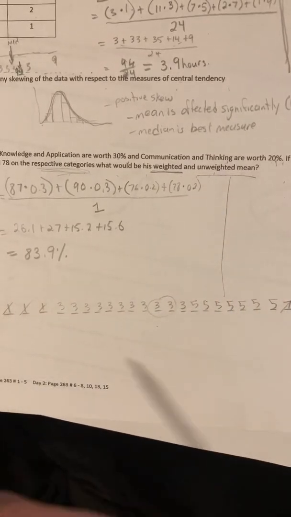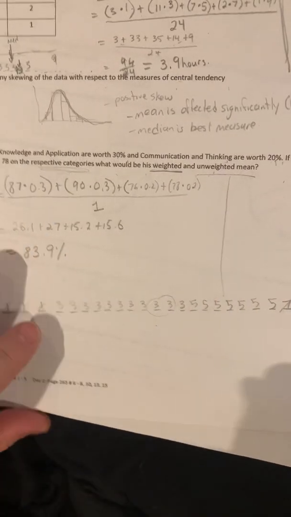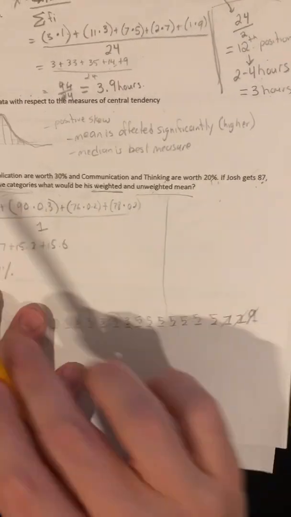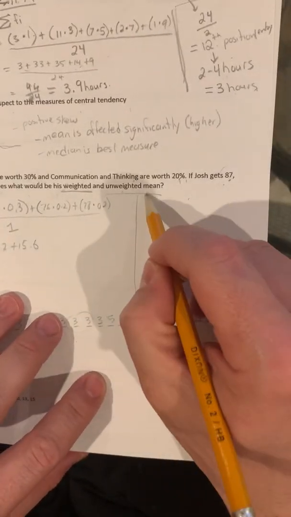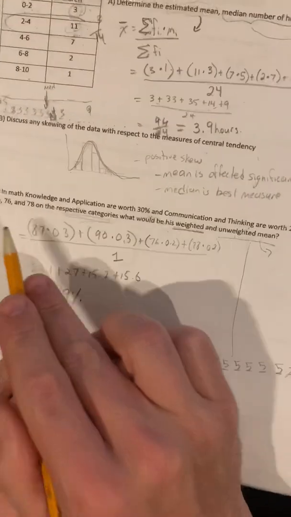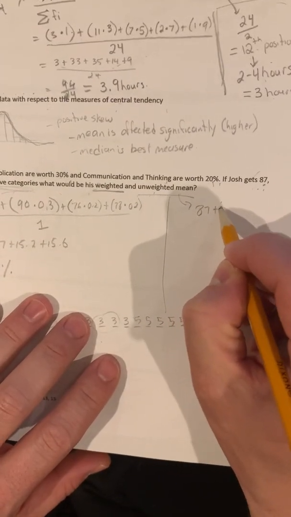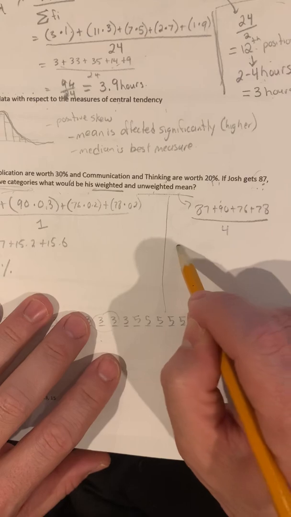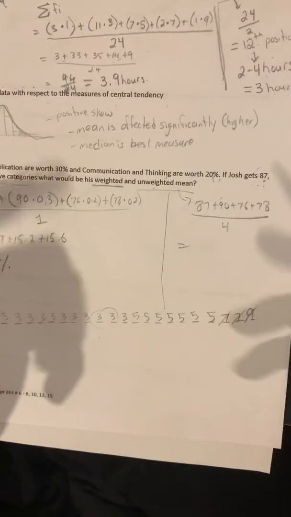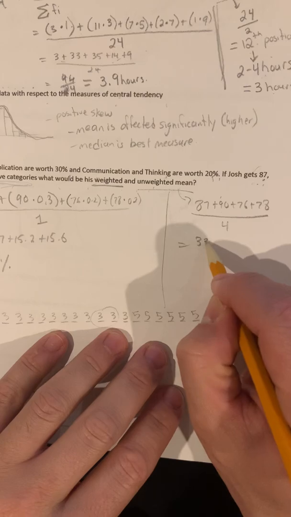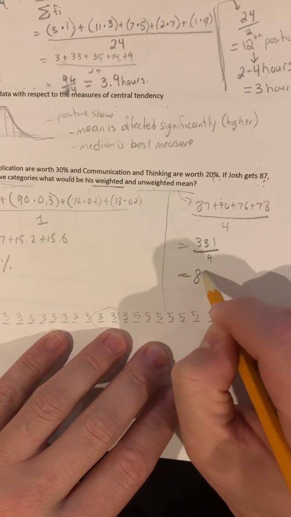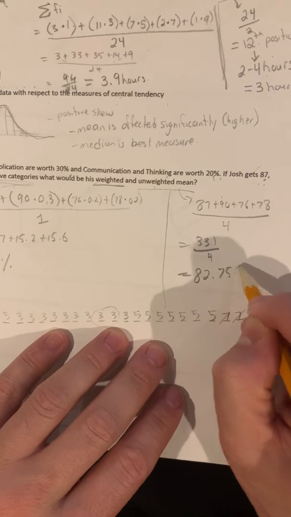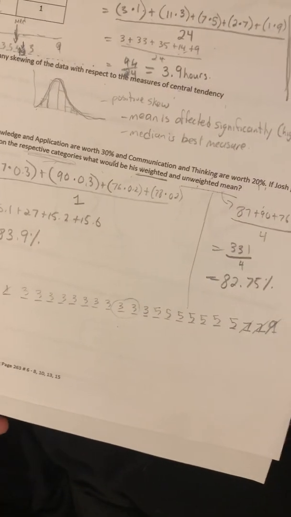Now lastly, we're going to do unweighted mean. What that means is all the marks are worth the same amount. So it's just 4 entries, all worth the same. So unweighted mean is just you add up all the marks divided by how many there are. So 87 plus 90 plus 76 plus 78 divided by the entries, which is 4. You're just doing the average. So 331 divided by 4 is 82.75%. So if they're all worth the same, his average would be 82.75.